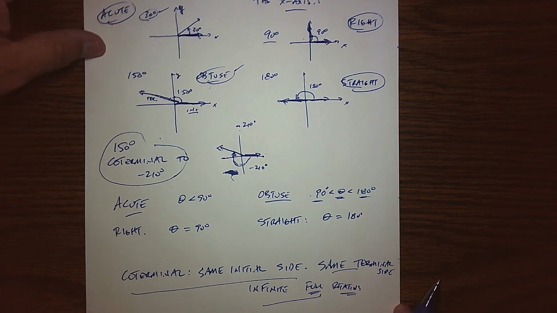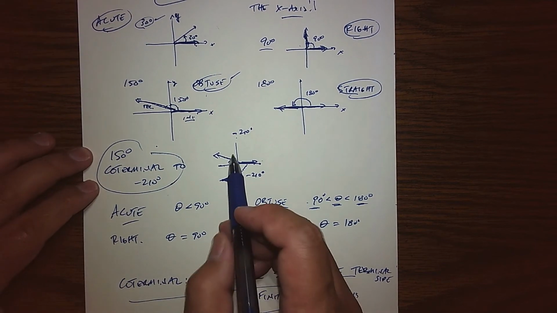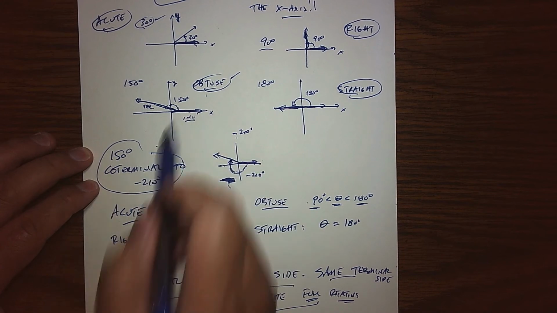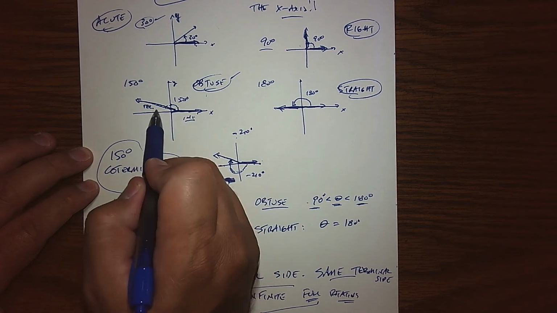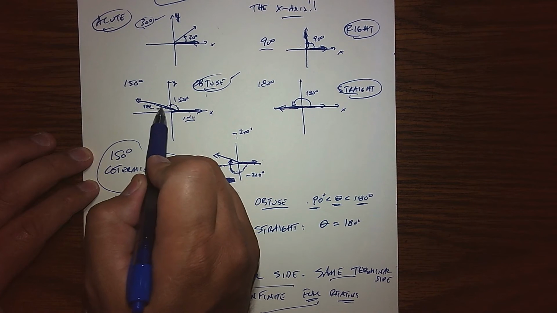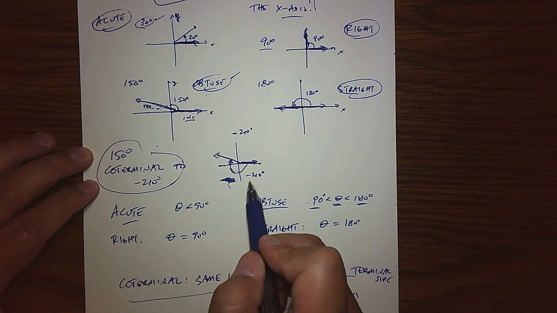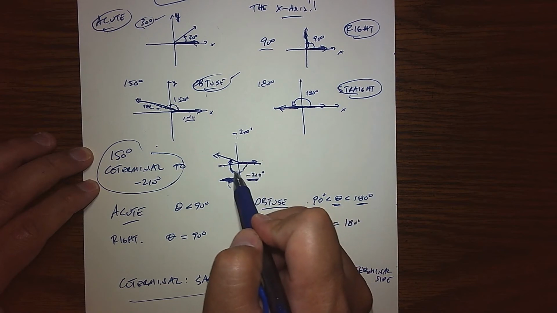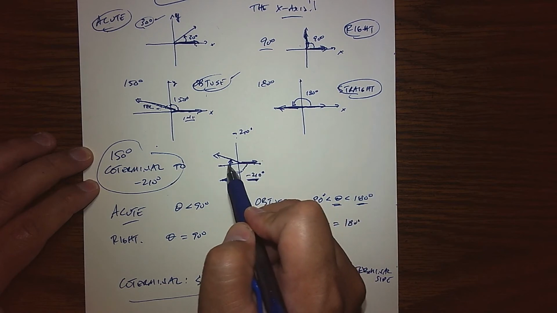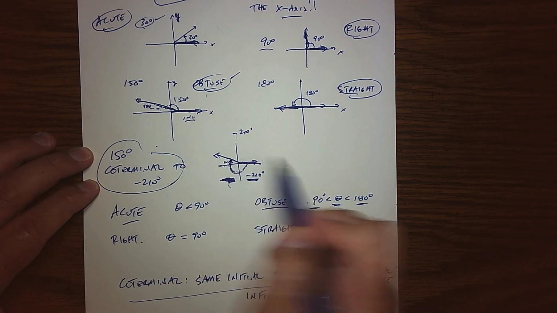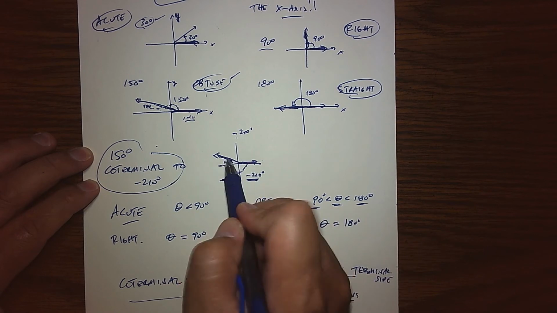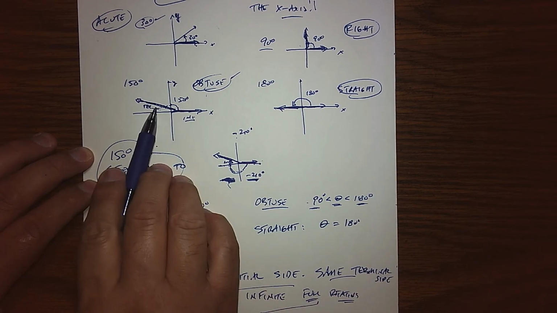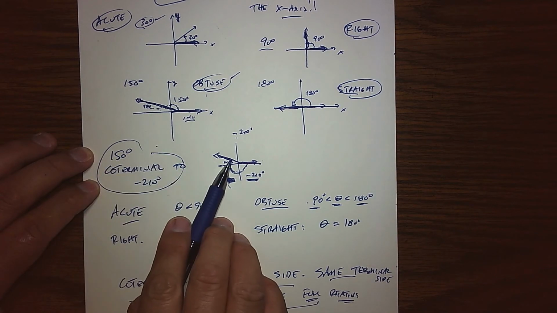When you look at this, the initial side is along the x-axis. When I rotate 150 degrees, we're left with about 30 degrees left for a half rotation. But when I rotate negative 210 degrees, we go past negative 180 degrees and about 30 degrees more. And so even though my picture might be a little off, this terminal side coincides with that terminal side.